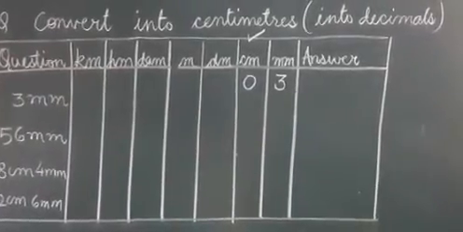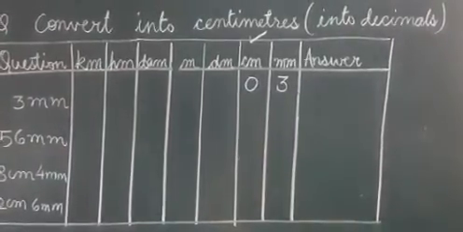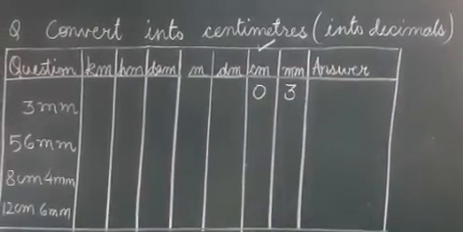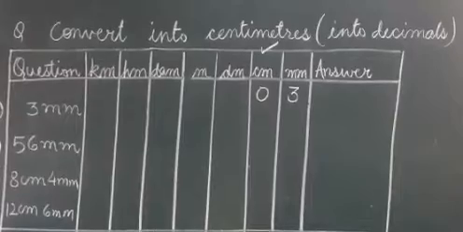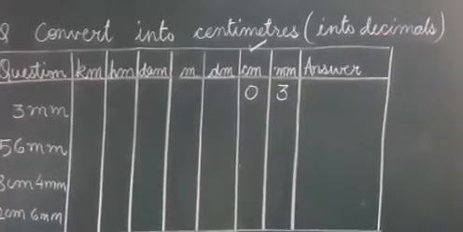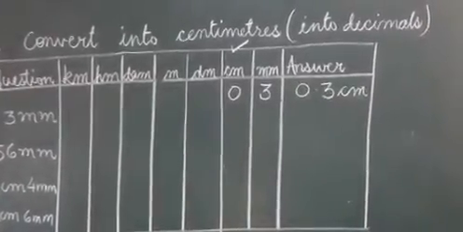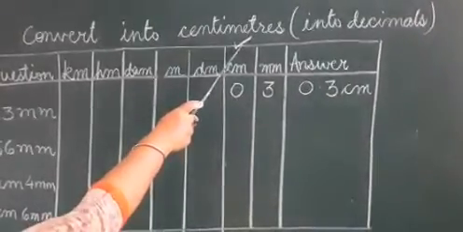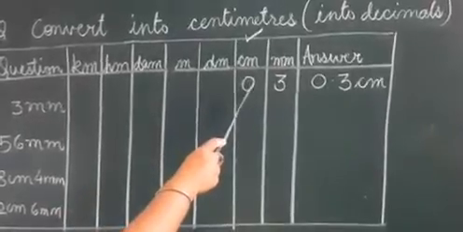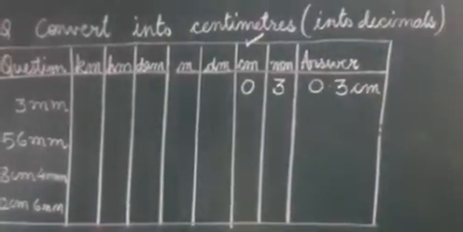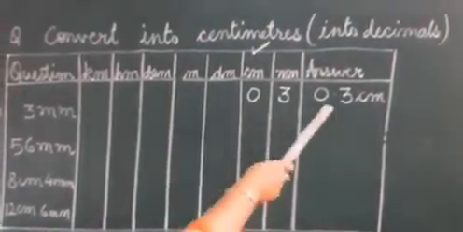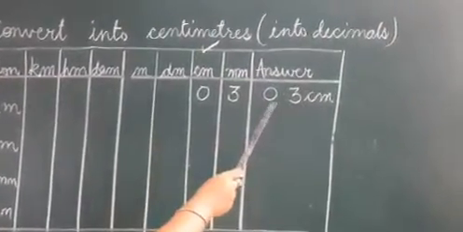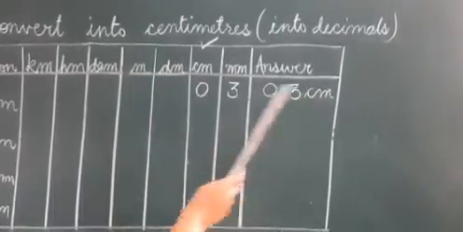Now we have to write the answer in centimeters. So how will I write the answer? I will put the point after the number that is written in the centimeter column. So the answer will be 0.3. Since we have to write the answer in centimeter, that is why we will put a tick over here. It means that the point will come after the number written in this column. So we will put the point after 0 and the answer will be 0.3 and the unit is centimeter. So the answer is 0.3 centimeter.